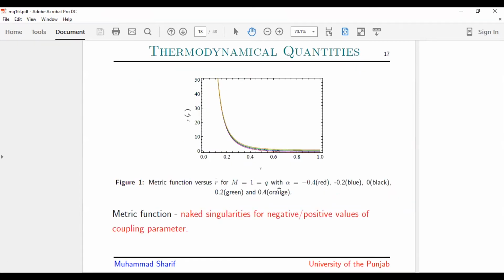Now we can see from this plot that the metric function provides naked singularities for both positive and negative values of alpha, which is the coupling parameter, by taking m equal to 1 and q equal to 1. So this is the graph of the metric function with respect to the radial coordinate.